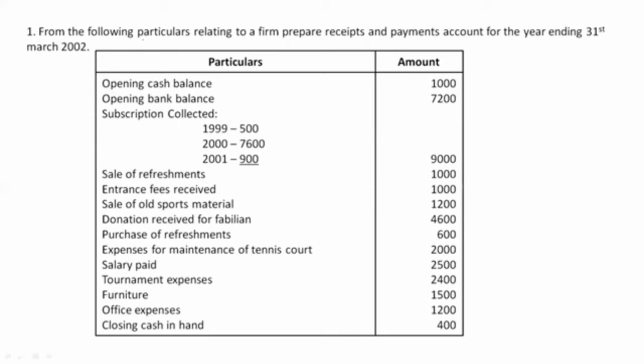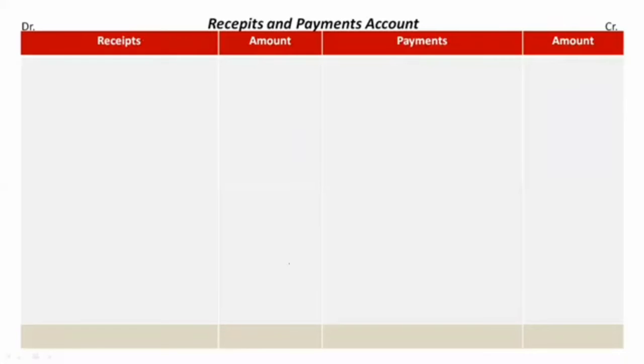First of all, let me show you the format of the receipts and payments account. This is how the format looks. We have two sides, debit and credit side, like for all accounts. On the debit side we have to record receipts and amount. On the credit side we have to record payments and amount.